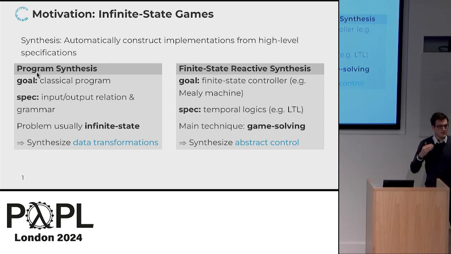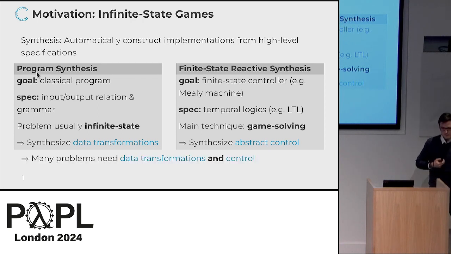And since you always have this interaction between the system and the environment, the main solving technique is via games. So you have a two-player game that's played between the system and the environment. Usually these finite state controllers are used to model some kind of abstract control. Now, if you think about it, most realistic systems actually have both: you have data transformation and you have some kind of higher control that runs over time. That's the problem you want to tackle, and that's also why we want to look at infinite state games, because they combine both aspects.